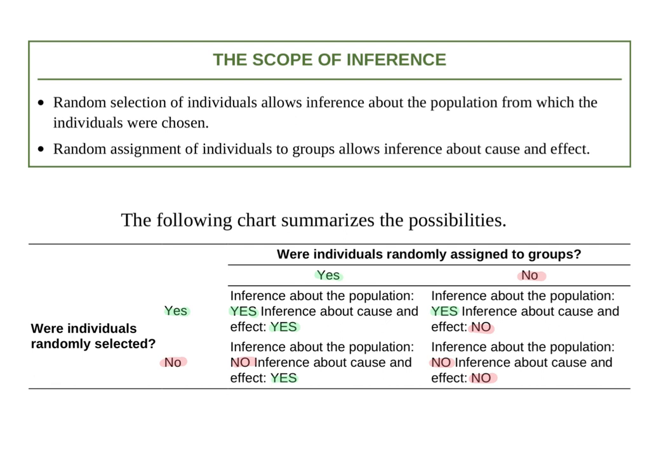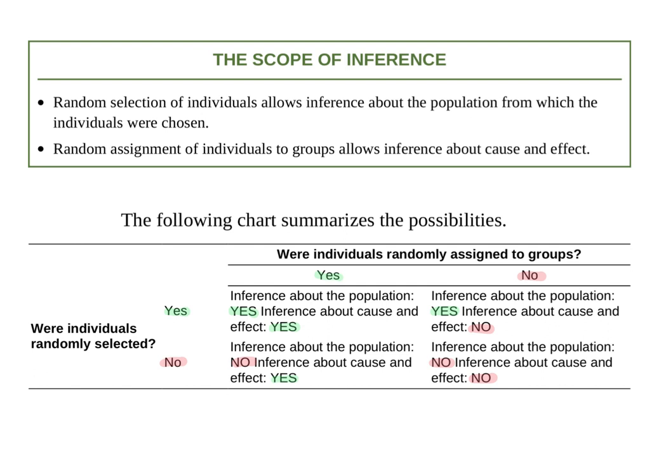Now, I love a good chart, so let's summarize the scope of inference into this chart based on these two ideas. The first being, were individuals randomly selected? And that's either a yes or a no. And then you compare it to, were individuals randomly assigned to groups? Yes or no. So if you have yes, individuals were randomly selected, and also yes, that they were randomly assigned to groups, you can say that you can make an inference about the population. Yes. And can you make an inference about cause and effect? Yes. So double yes means two yeses here.